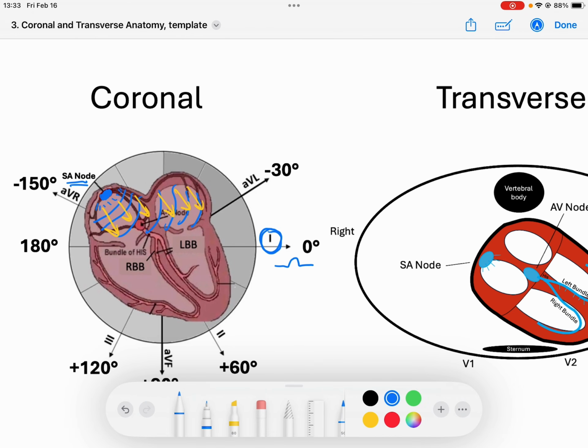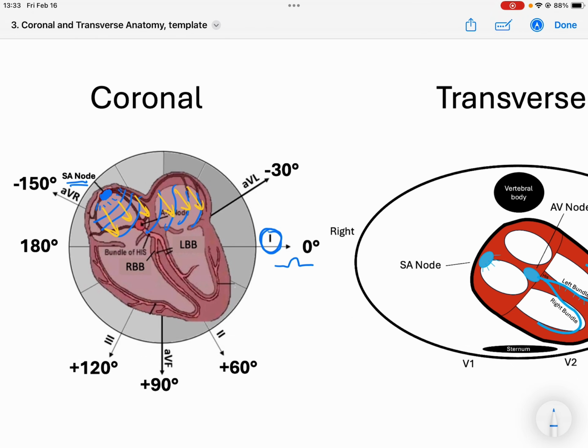Similarly, I also like lead AVF down here because it's oriented perfectly north-south. And so because it's perfectly up and down, any signal that is traveling downward towards AVF, if it's atrial, will have an upright P wave. And so if I have P waves that are upright in lead 1 and upright in AVF, that tells me that those P waves are coming from somewhere high in the right atria.